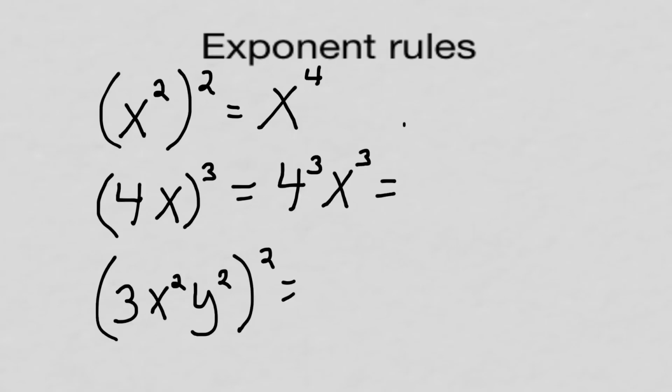Because remember, this is the same as being x to the 1st. So it multiplies and you get x to the 1st. Then you multiply by the 3, you get x cubed. 4 cubed, 4 times 4 is 16, times 4 is 64. And bring over the x cubed.